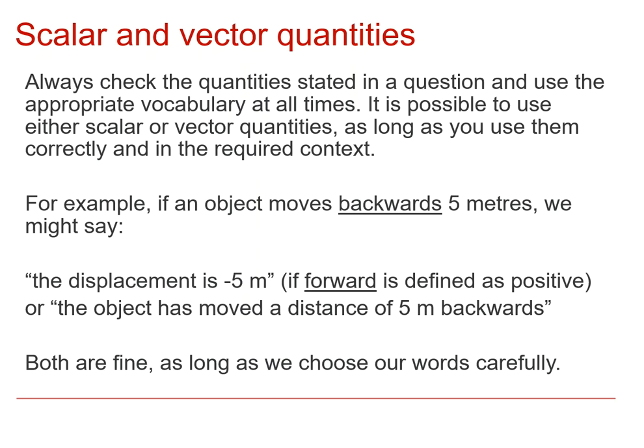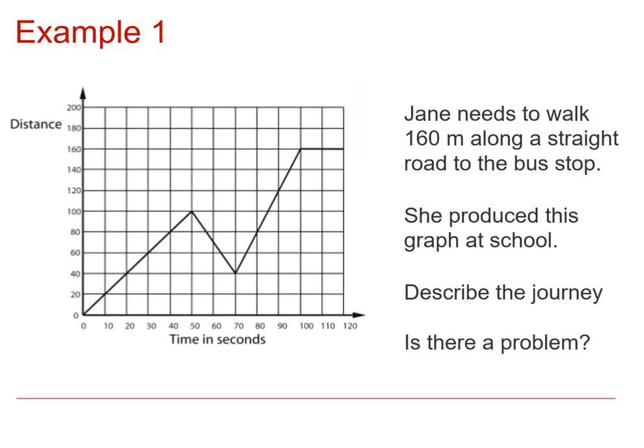Alright, but we might just as well say that the object has moved a distance of 5 meters, as long as we then also say the direction backwards. So the distance of 5 meters by itself is a scalar, but when we say distance of 5 meters backwards, that's now a vector, which is equivalent to this displacement of minus 5 meters. As long as you're careful in what you're saying, both of those things would be fine.